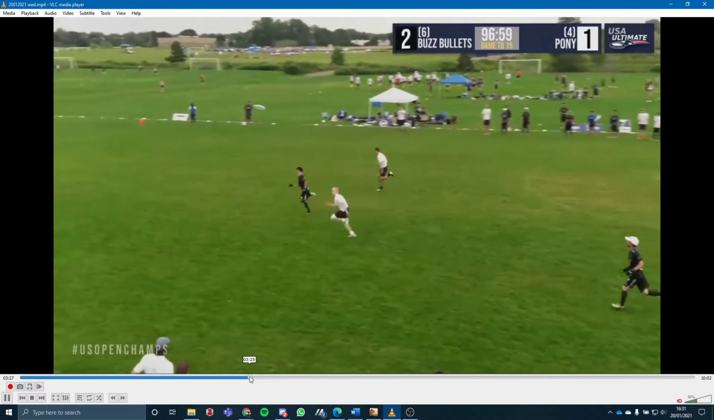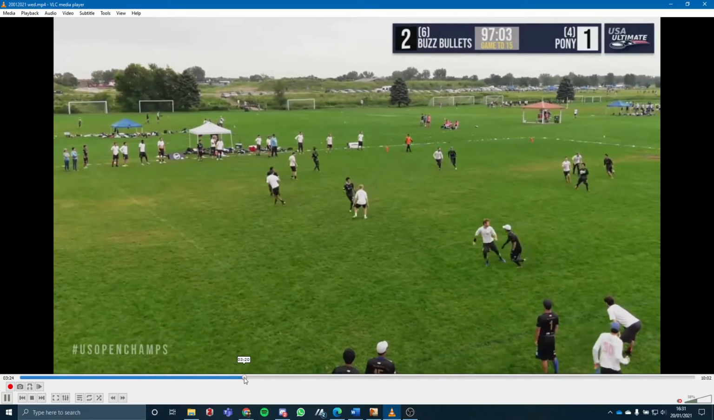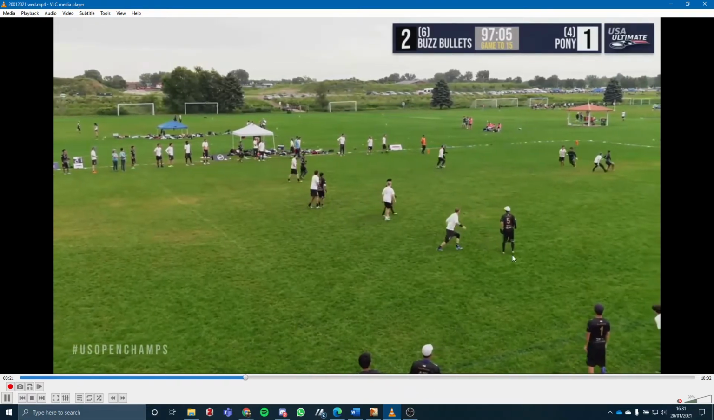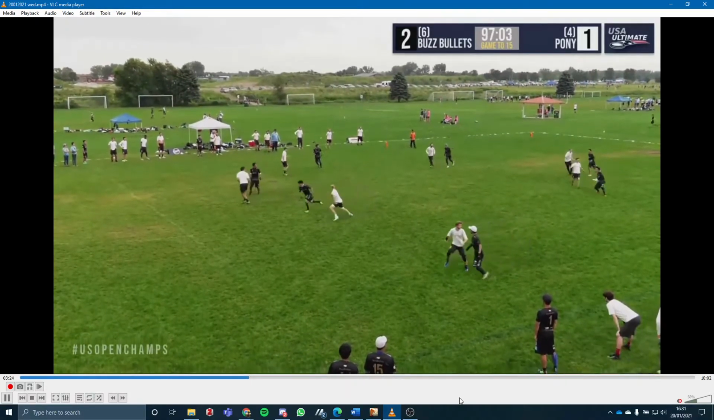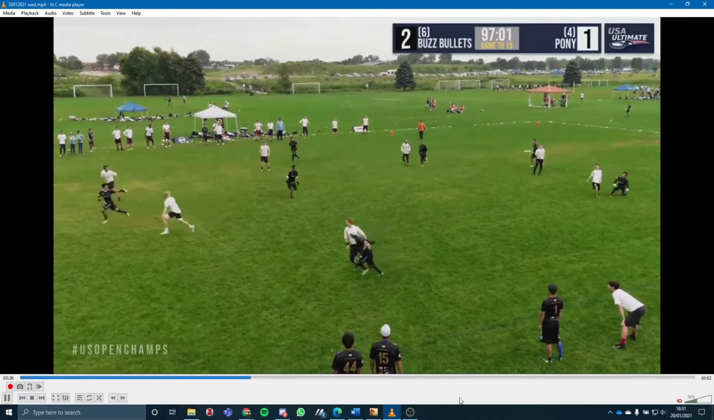So if we go back a little bit. So this next throw is what we're looking at, and the person. Do you guys think it's a travel? Do you think it was a good call to make?